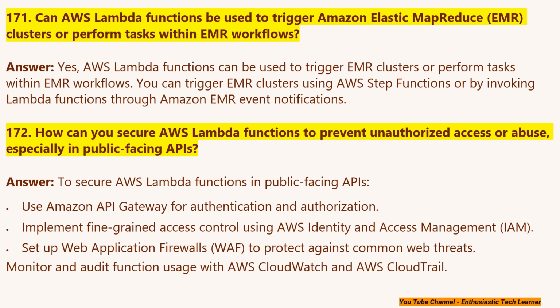How can you secure AWS Lambda functions to prevent unauthorized access or abuse, especially in public-facing APIs? To secure AWS Lambda functions in public-facing APIs, use Amazon API Gateway for authentication and authorization. Implement fine-grained access control using AWS Identity and Access Management (IAM). Set up Web Application Firewalls (WAF) to protect against common web threats. Monitor and audit function usage with AWS CloudWatch and AWS CloudTrail.